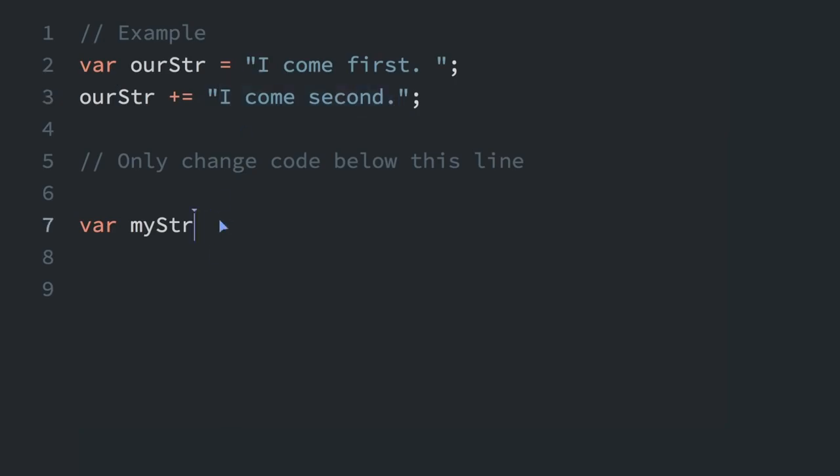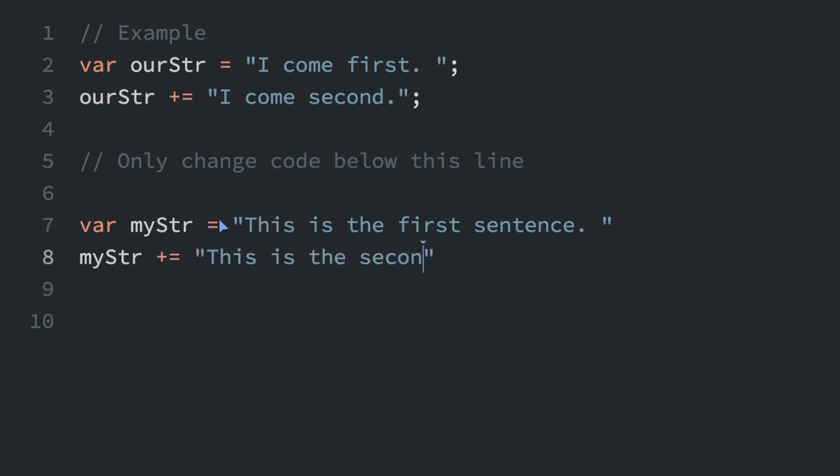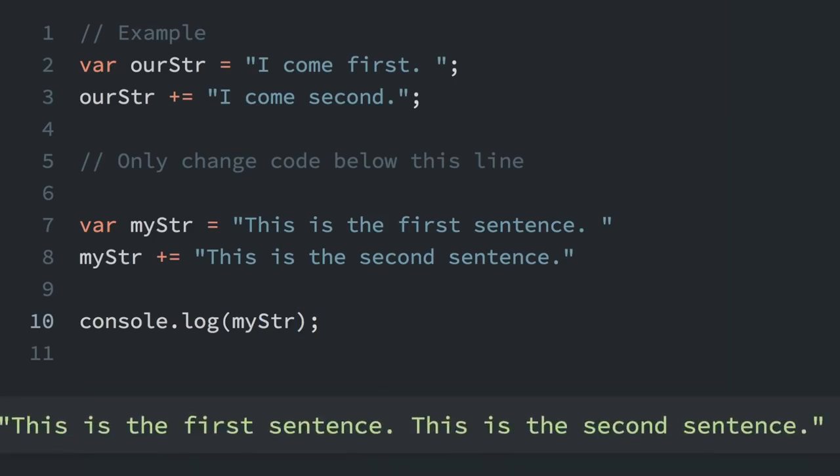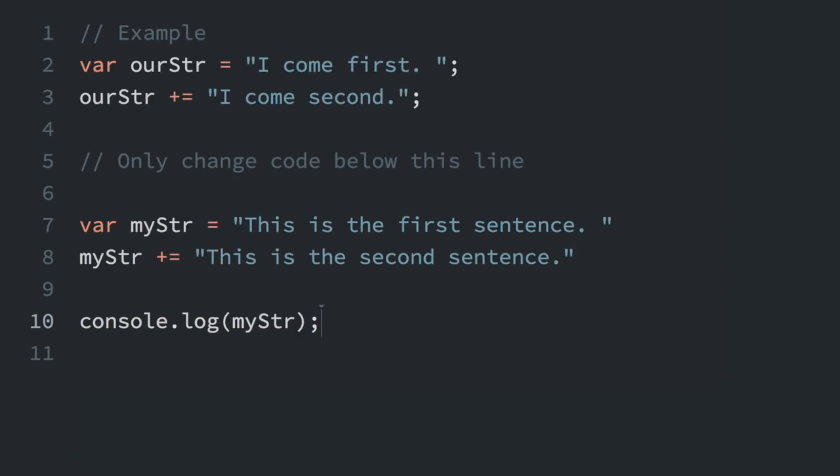Let's do another example down here. myString equals "This is the first sentence." and then I'll put a space at the end because we're going to do myString plus equals "This is the second sentence." Now, if I just do a console.log here of myString, we should see that those sentences have gone together. This is the first sentence. This is the second sentence. Good.